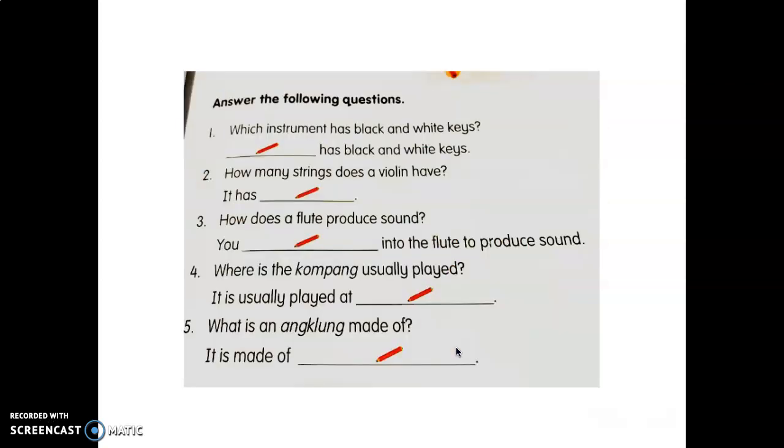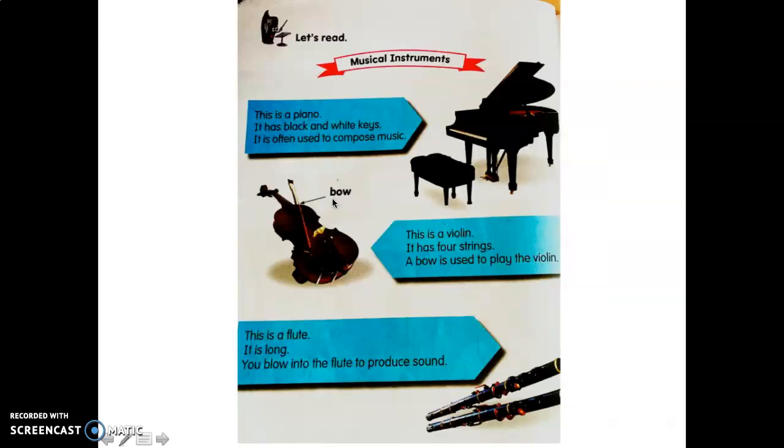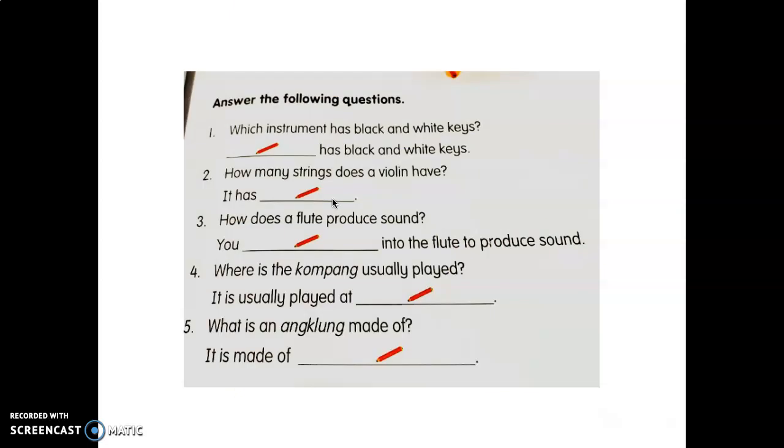Okey, kita bersambung kepada soalan tadi. Number 2, how many strings does a violin have? Ada berapakah tali di biola? Okey, biola mempunyai berapa tali? Okey, it has. Ia mempunyai. Okey, berapa? Murid boleh rujuk di sini pada slide ini.